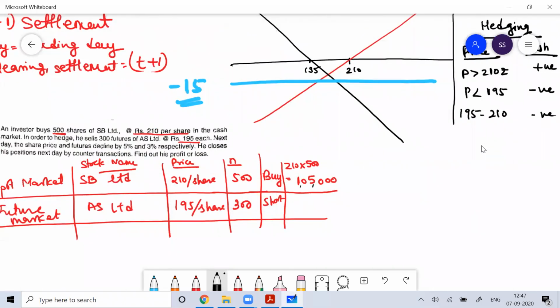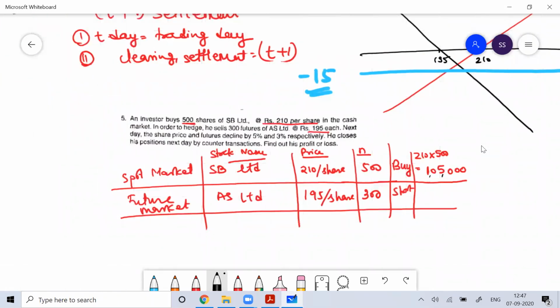So this is the problem. An investor buys 500 shares of SB Limited at 210 rupees. So the value is 1,05,000 in the cash market. Then in order to hedge, he sells 300 futures at 195. What is the value for this? 195 times 3 is 585, so this is 58,500. Okay, this is his value.